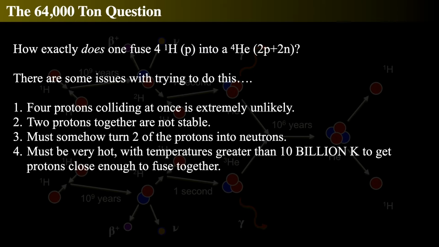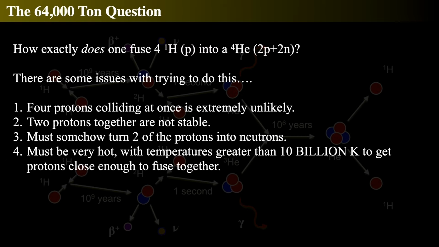It was also shown that 2 protons together aren't stable because, well, they both have positively charged nuclei. So how do you get 2 things just to stick? And even if you do chance to get 4 protons together, somehow you got to turn 2 of the protons into neutrons. Where does that happen? And it's got to be extraordinarily hot, with temperatures greater than 10 billion Kelvin, to get them close enough to fuse together. So that's the 64,000 ton question. Well, actually 4 aspects to this.